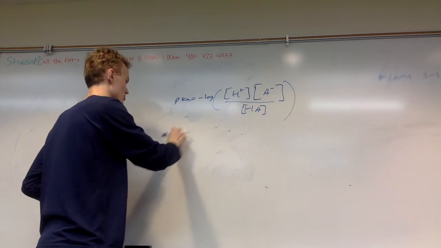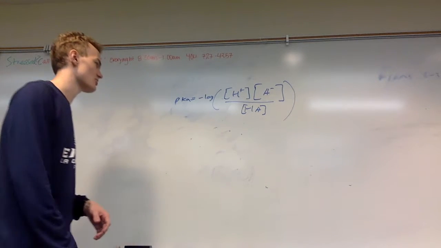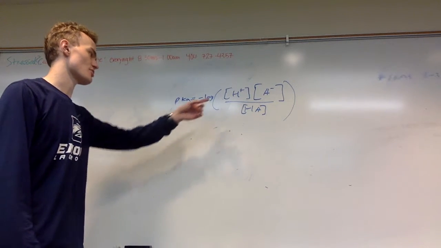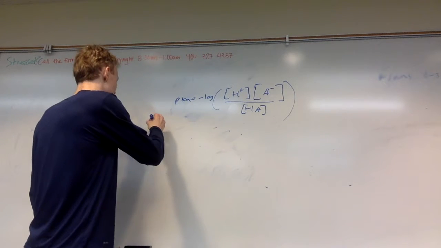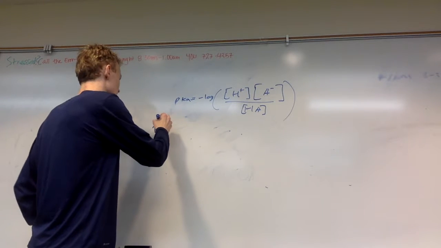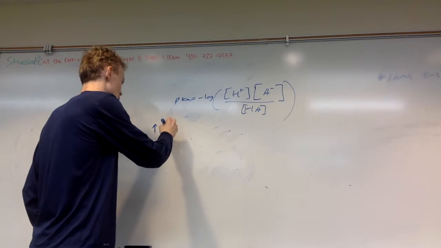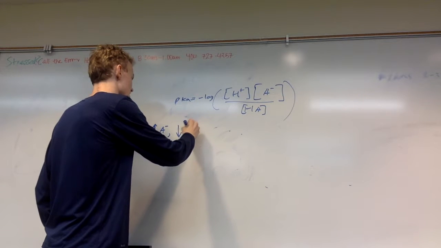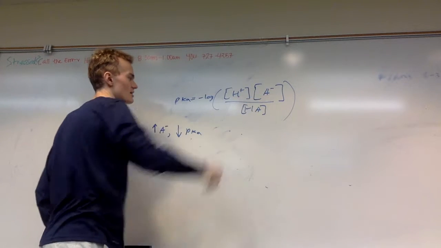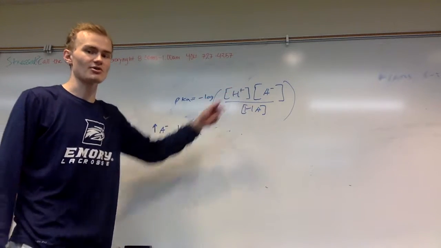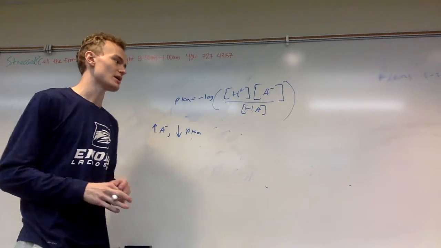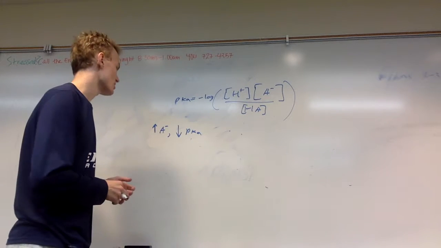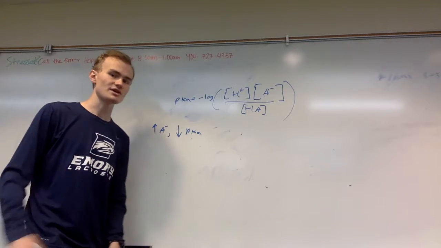Anyway, pKa is very important, and it's the negative log of the concentration of all this. So if we have a high concentration of conjugate base, then we will have a low pKa, because if this is high and it's in the numerator, this will give us a really big number, and when we take the negative log of a big number, we get a smaller number. So that's why the pKa will decrease.